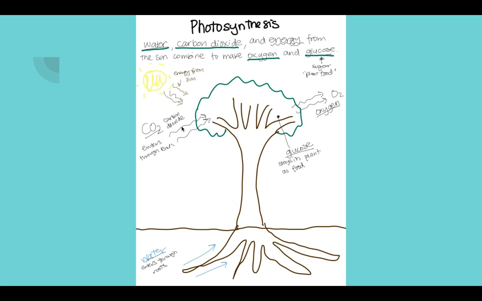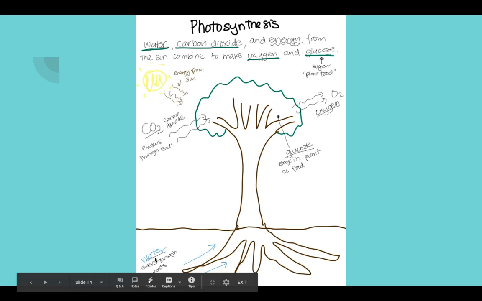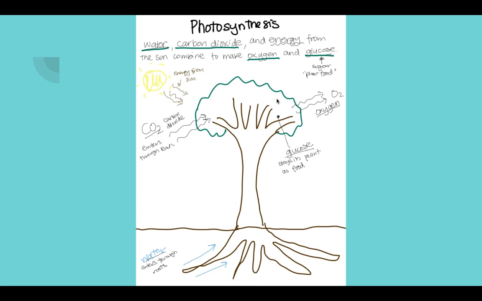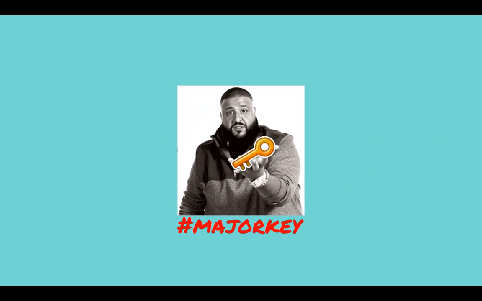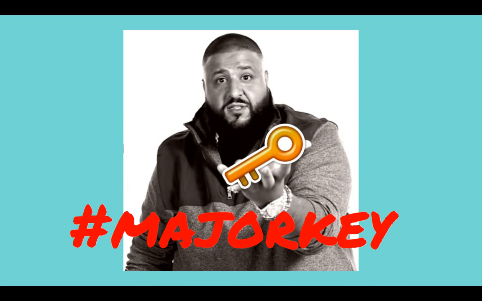So we know that CO2 enters through the leaves. Energy from the sun is also absorbed through the leaves. Water enters through the roots. And that glucose, that sugar, stays as food in the plant and it releases oxygen. And that's it. So let's go ahead and recap, which means it's time for our major keys.